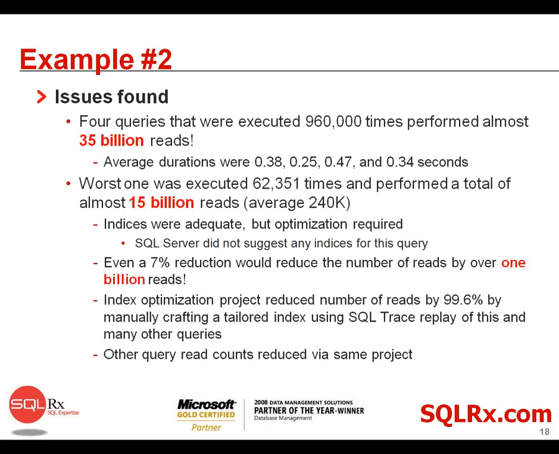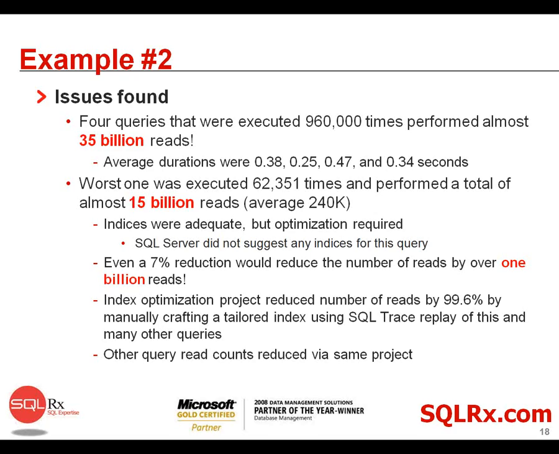The worst one was executed 62,000 plus times and performed almost 15 billion reads and averaged about 240,000 reads per query execution. The indices were fine, but there was still some optimization that was required. The SQL Server didn't see any problem with anything. Interestingly, even with those rates and those high levels, even a 7% reduction would reduce the number of reads by over 1 billion, and that's a lot of reads.